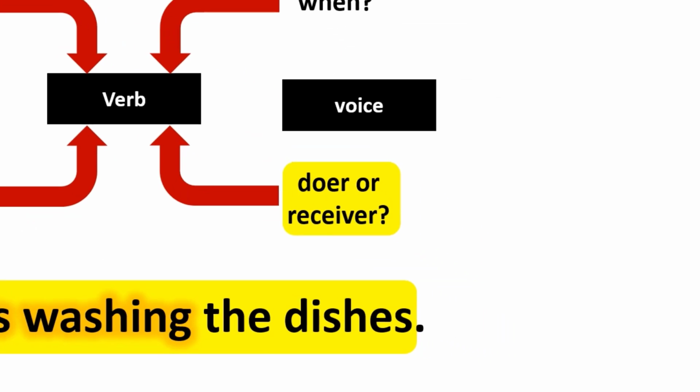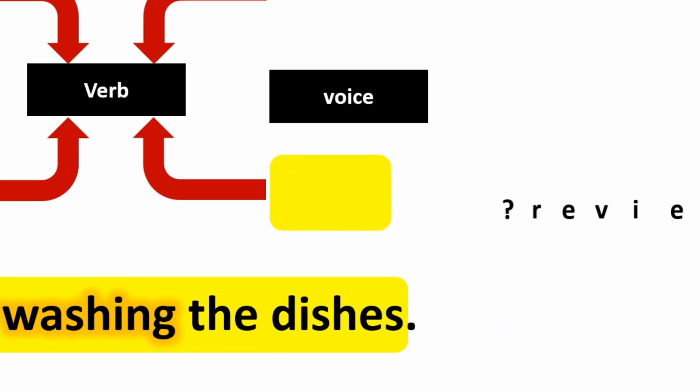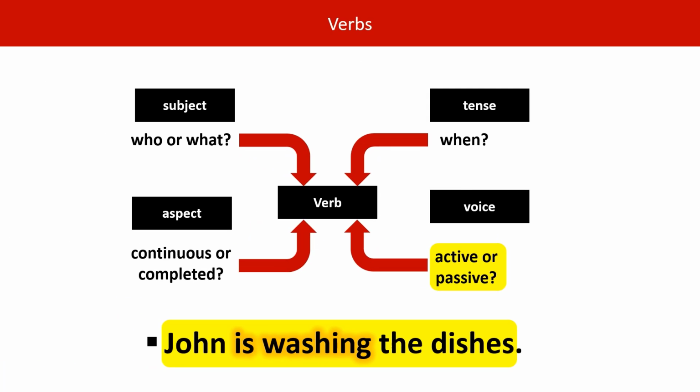Now, I don't want to say doer or receiver. I want to call it active or passive. So, is the sentence active or passive? Is the subject doing the verb, in which case it's active? Or is something being done to the subject, in which case it's passive? And the answer to that question determines the sentence structure. And we will talk about that in a minute.